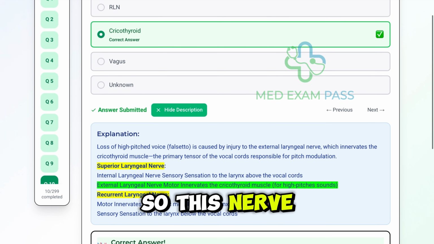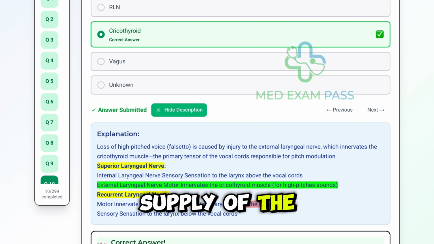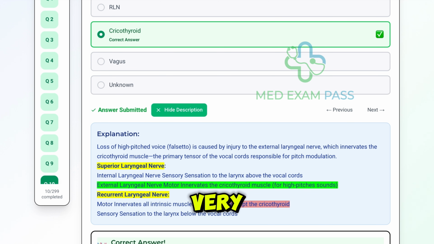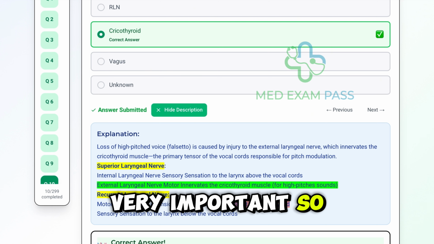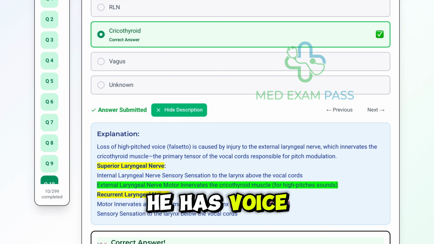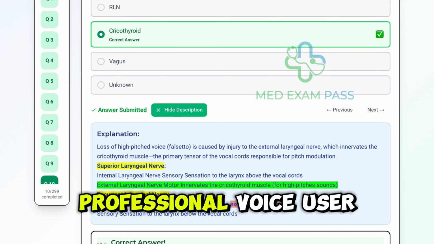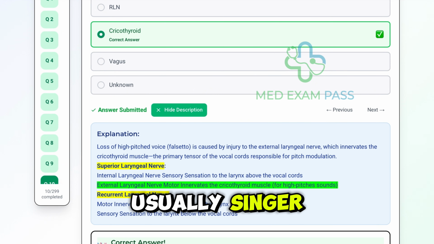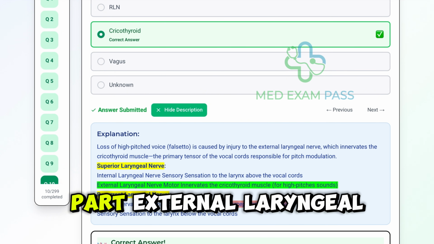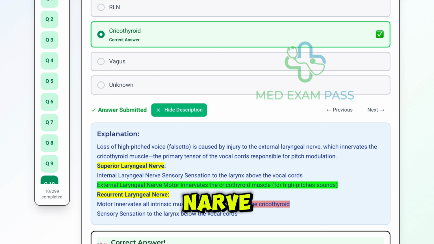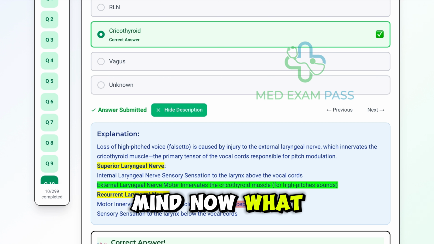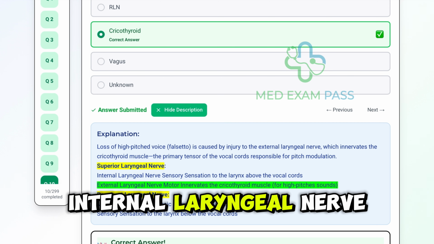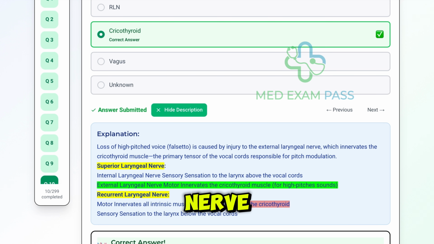So this nerve supply of the larynx is very important. Injury gives voice fatigue and reduced vocal range, affecting professional voice users, usually singers and teachers. The most affected part is the external laryngeal nerve. Keep that in mind. Now, what are the other options? Internal laryngeal nerve, recurrent laryngeal nerve, and vagus nerve.